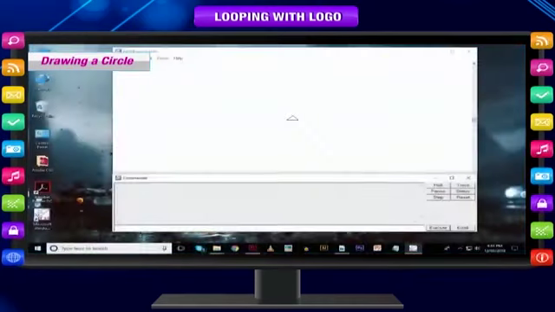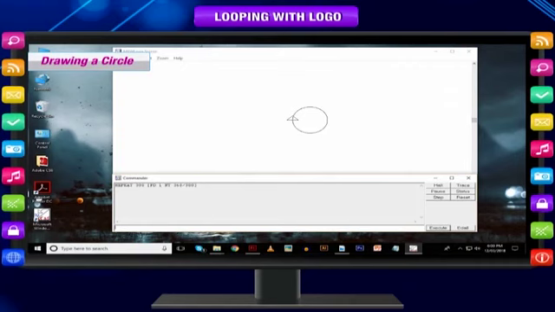Drawing a circle. A circle can be thought of as a polygon having 300 sides, and the size of each side is very small. Let us take the size of each side to be 1 and the number of sides to be 300. Number of sides 300. Repeat 300 times. Degree of turn 360 by 300. The command we would type: repeat 300 [FD 1 RT 360 / 300].